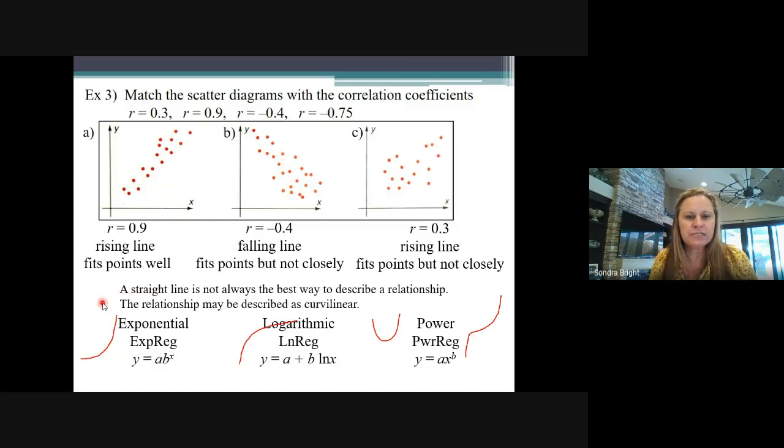So it's important to do the scatter plot first and see what the basic shape kind of looks like to you, and then choose which regression you'll use. And all of these can be found in the Stat Calc menu.